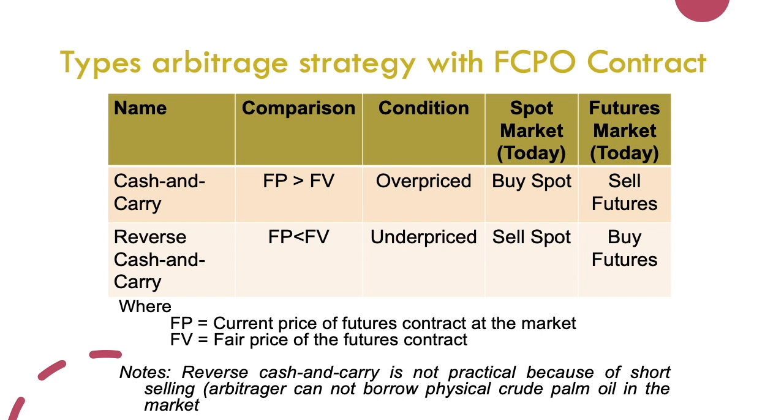So overpriced condition is where the futures price is higher than fair value. Underpriced condition is where the futures price is less than fair value.